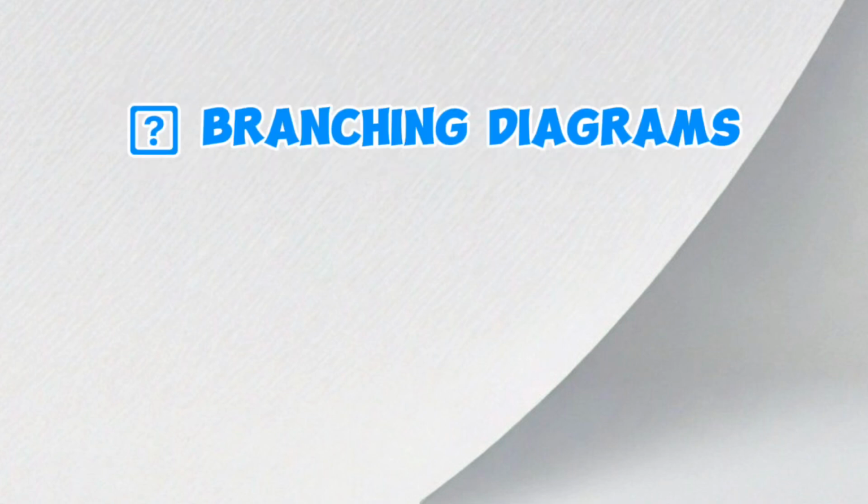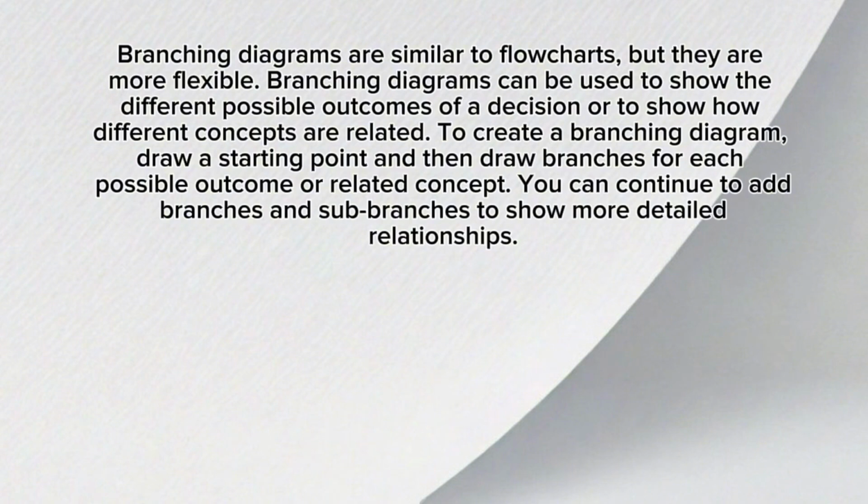Branching diagrams. Branching diagrams are similar to flowcharts, but they are more flexible. Branching diagrams can be used to show the different possible outcomes of a decision or to show how different concepts are related. To create a branching diagram, draw a starting point and then draw branches for each possible outcome or related concept. You can continue to add branches and sub-branches to show more detailed relationships.